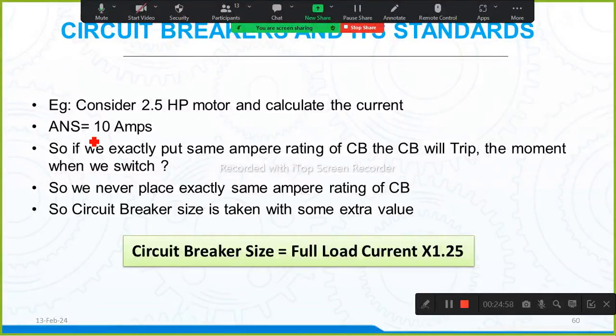But for the HT side, it's not like that. For the HT side, there is a separate standard, I'll tell you. But for all the LT side, the circuit breaker size equals the full load current into 1.25, and the fault current, which we calculated just now. Now we need to calculate the tripping time also. Am I clear? Any questions here?